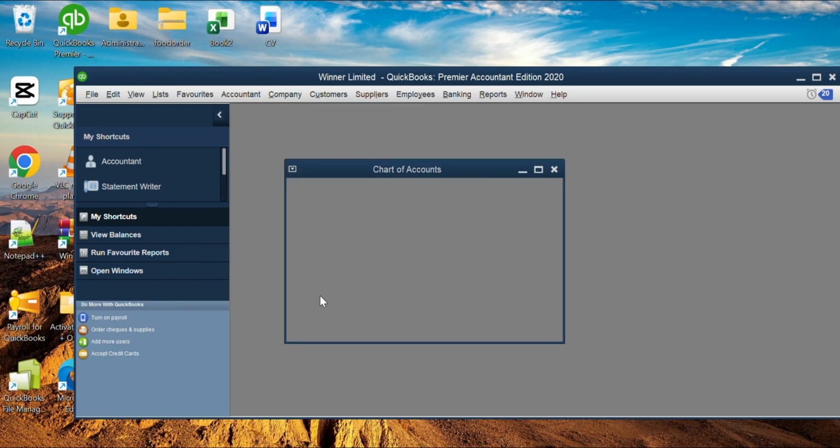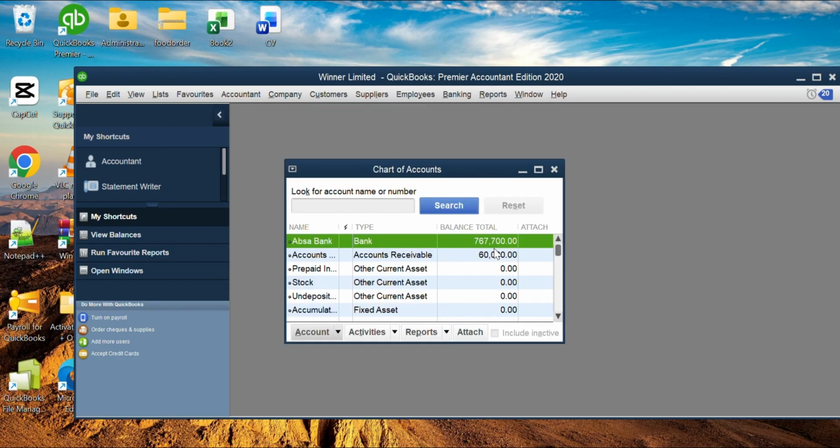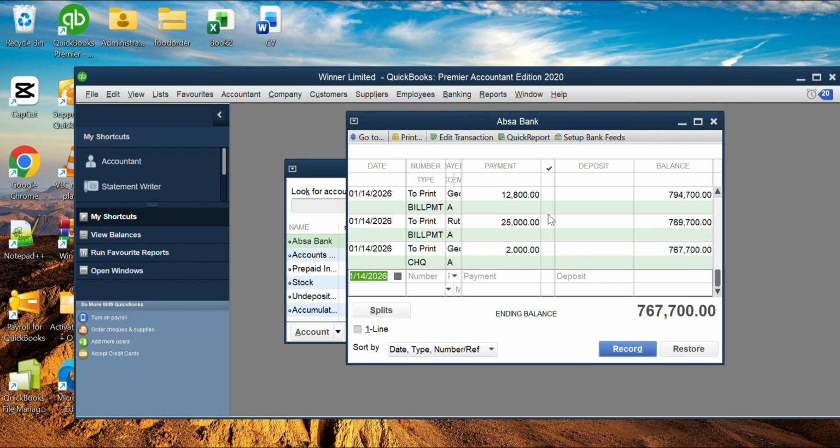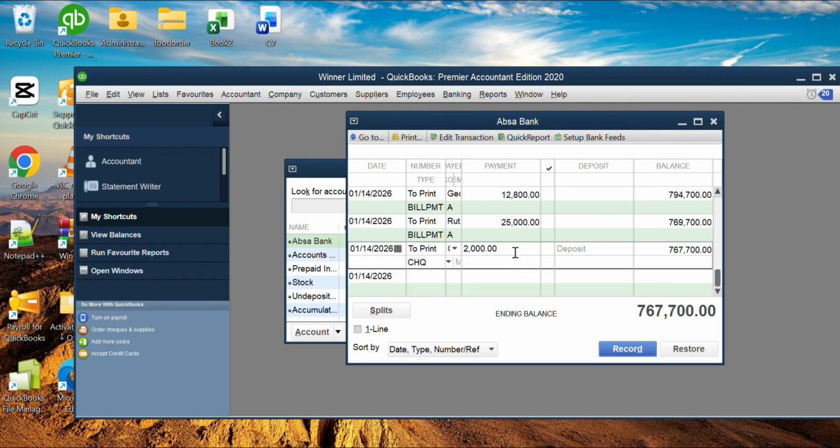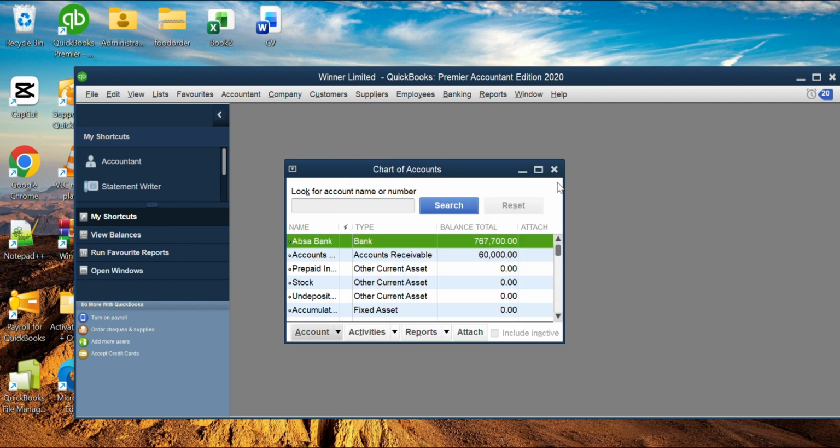We are going to the chart of accounts. We want to see what has happened to our bank. You can see we wrote a check from Absa Bank of 2,000 and it is there. The check has already been recorded.